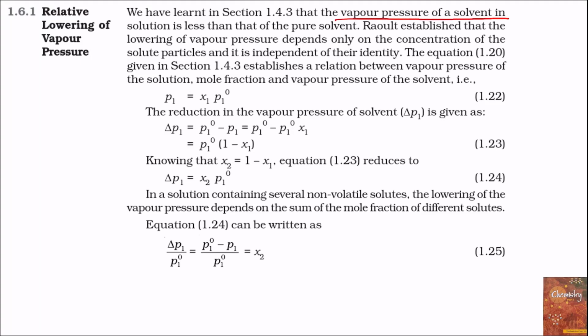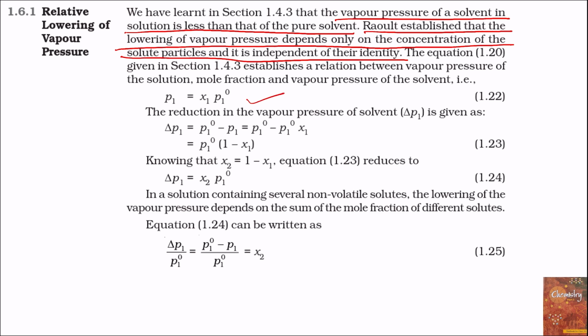Now the vapor pressure of a solvent in solution is less than that of the pure solvent. Raoult established that the lowering of vapor pressure depends only on the concentration of the solute particles and it is independent of their identity. Now this equation gives the relation between vapor pressure of the solution, P1 denotes vapor pressure of the solution, x1 denotes mole fraction of the solvent and P01 denotes the vapor pressure of pure solvent. So vapor pressure of solution is equal to mole fraction of solvent multiplied by the vapor pressure of pure solvent.